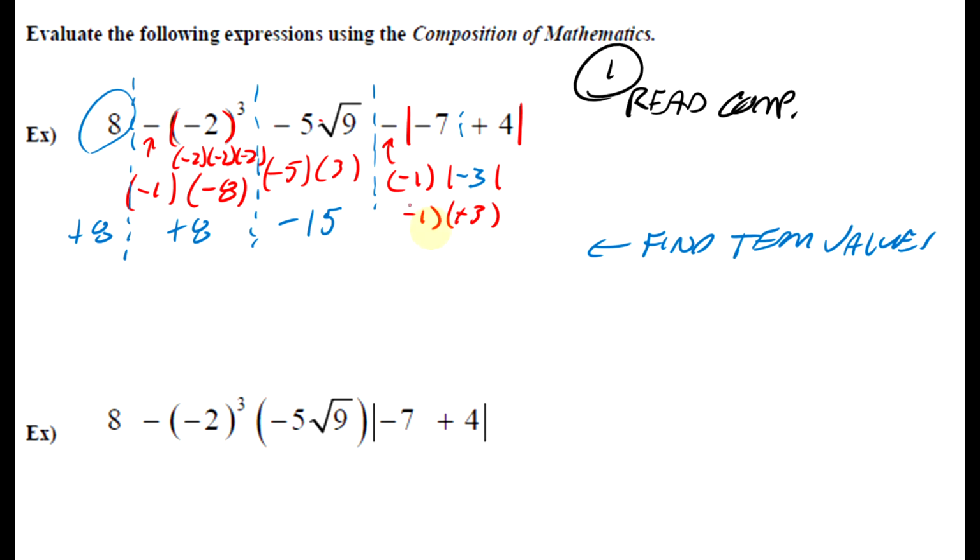So -1 is a factor value and +3 is the factor value. This term value then is -3. So I've gone through and I have all of my term values, and it's separated. It didn't matter what order I did those in. I just needed to make sure I kept track of those values. Once I have them, I can start combining.